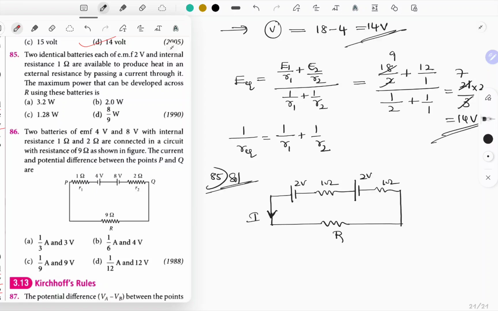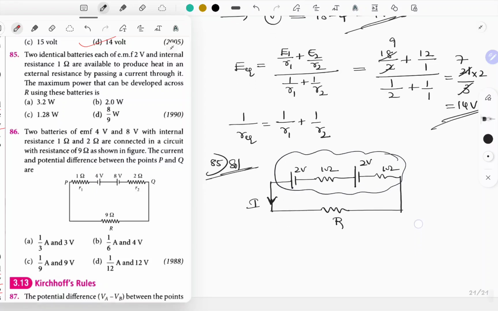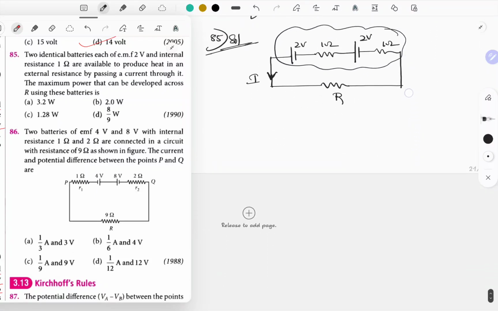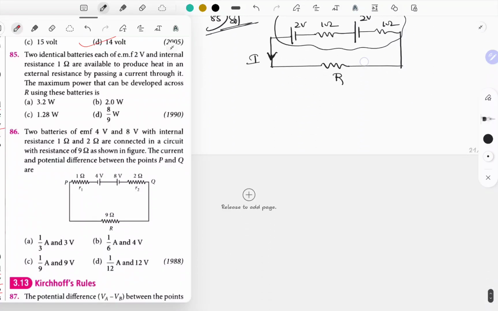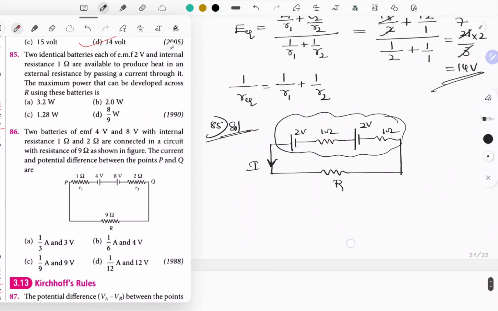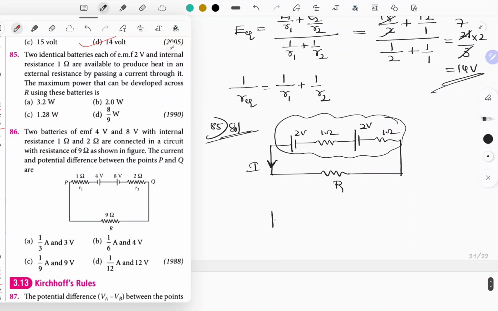The maximum power that can be developed across R is... First of all, try to find out the equivalent EMF and internal resistance of this combination. So let's talk about this. As these two cells are connected in series, the equivalent voltage is going to be 4 volts and the resistance is 2 ohm. So this is capital R.